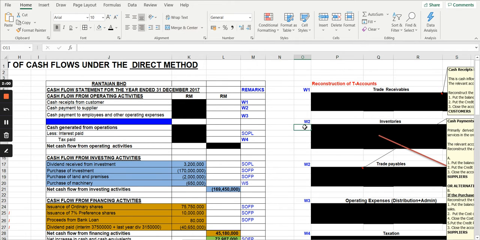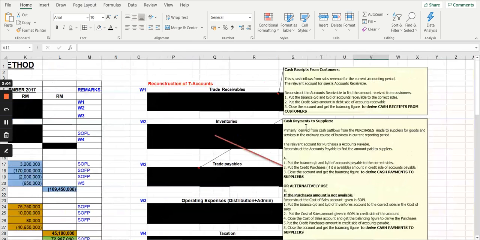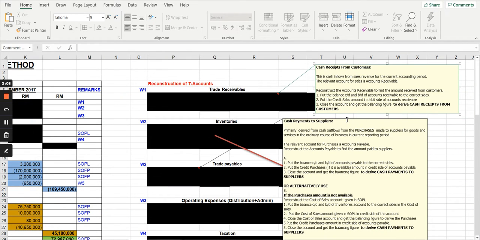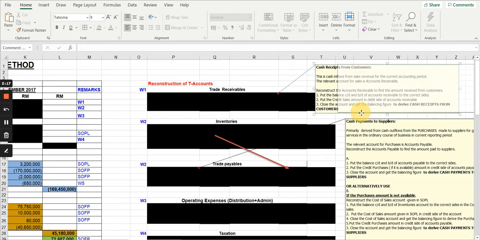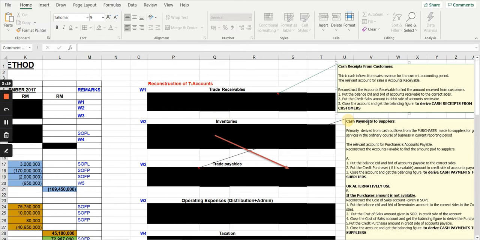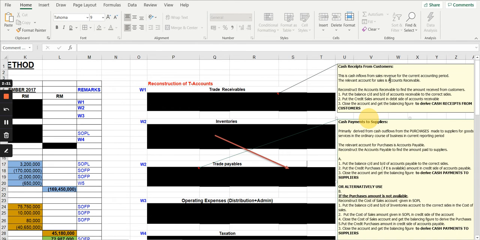Okay, let us have some recap. What are cash receipts from customer? I have put some notes here at the end of this T account so that you can have a look at what cash receipt from customer is. We are trying to find out the cash inflow from the sales revenue for the current accounting period, the collection from the sales revenue coming from the credit sales. That's why we are trying to reconstruct the trade receivable. So we're going to reconstruct the account receivable to find the amount received from the customer.